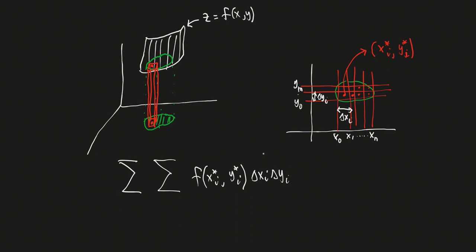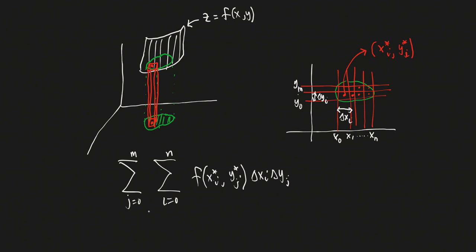Actually, let me write it this way. I need to change. I'm going to make this one j, because the subscripts don't have to be the same. So i and j. Then I could say that i goes from 0 to n, and then j for the y goes from 0 to m.